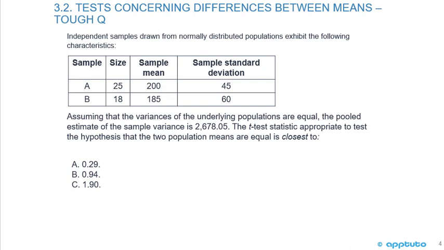So we can see we have two populations. There's population A and there's population B, and we've taken samples from both. So for sample A, the sample size is 25, n equals 25. The sample mean was 200, and the sample standard deviation was 45.